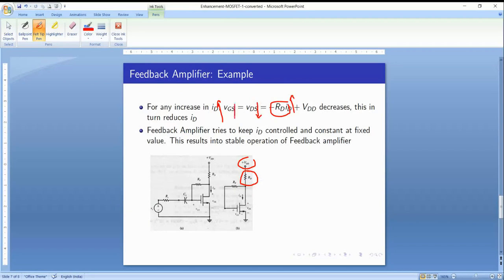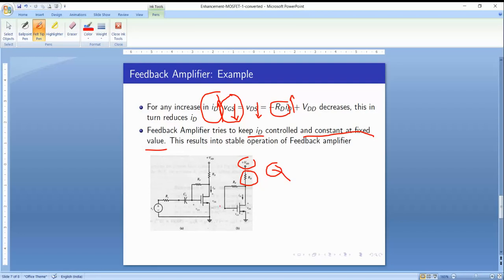As VDS decreases, VGS decreases. So if you just remember the formula, ID is equal to K into (VGS minus VT) whole square. So increase in ID is regulated by decrease in VGS. Therefore, any increase in ID because of any external factors, the decrease in VGS will regulate it, and this feedback amplifier will try to make this ID a fixed value. Therefore, the Q point remains stable.